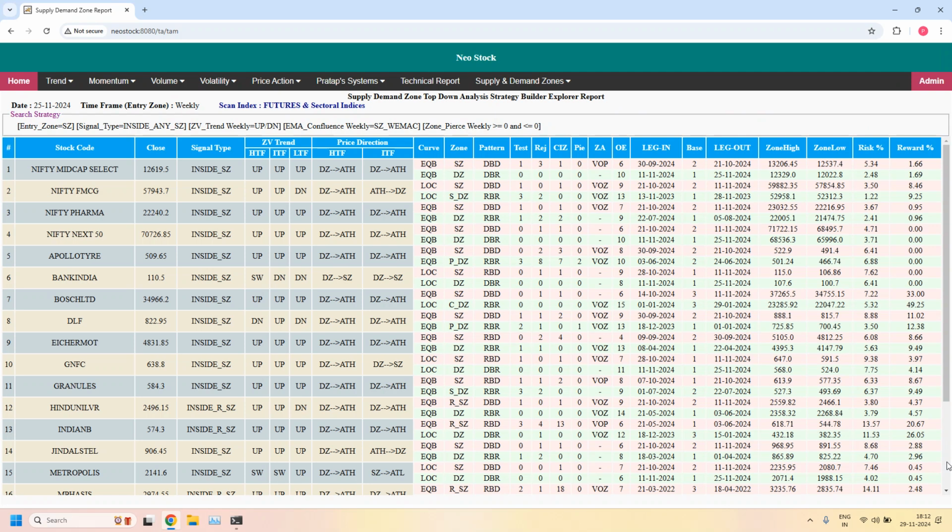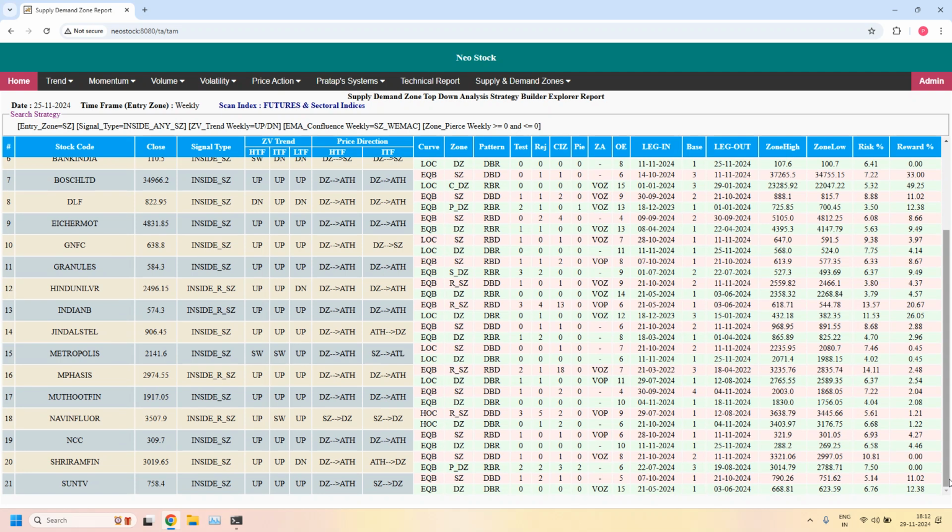These are the first 15 stocks. Some of the high liquidity zones are there. I am scrolling the list down. So total 21 stocks are filtered. In these 21 stocks, prices are closed inside the weekly supply zone, and all these weekly supply zones are having weekly EMA Confluence. Now based on this, these weekly supply zones you can use either as a HTF zone or ITF zone, and then you can prepare your own trade setups.